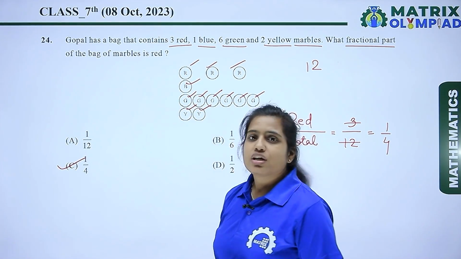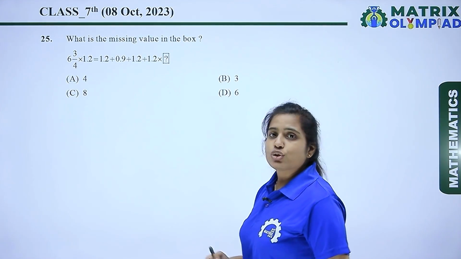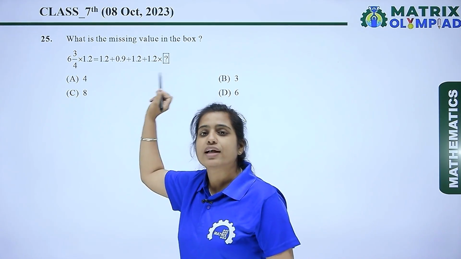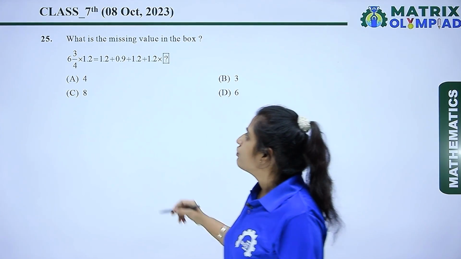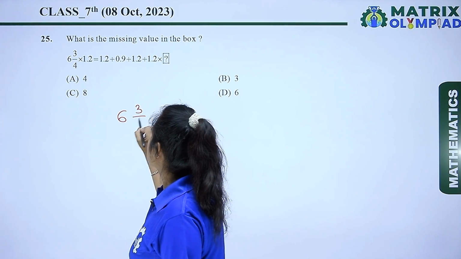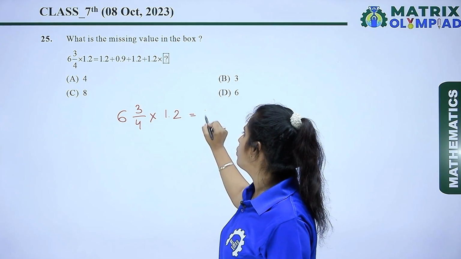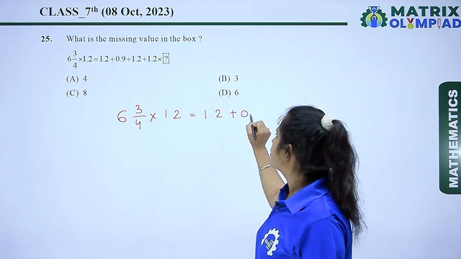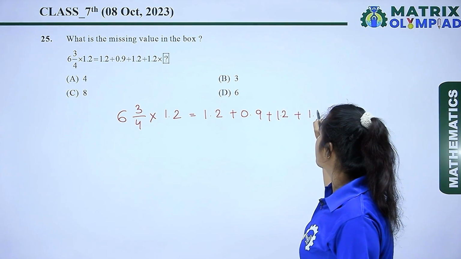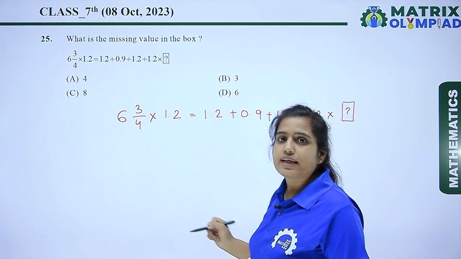Now moving forward to the next question, the next question is, what is the missing value in the box? We have to find out the missing value. So here we have to first solve the given equation. This is 6 3 upon 4 multiplied by 1.2 equal to 1.2 plus 0.9 plus 1.2 plus 1.2 multiplied by the unknown number.